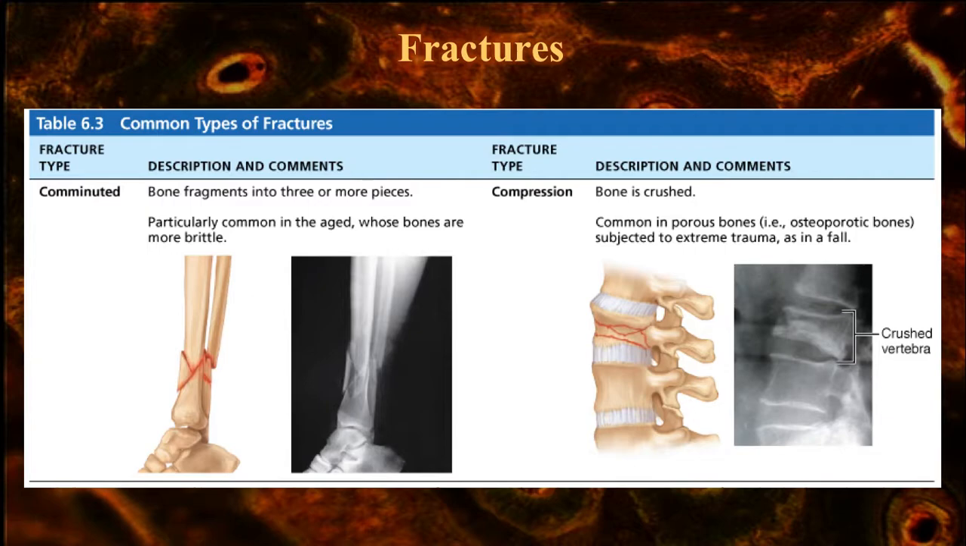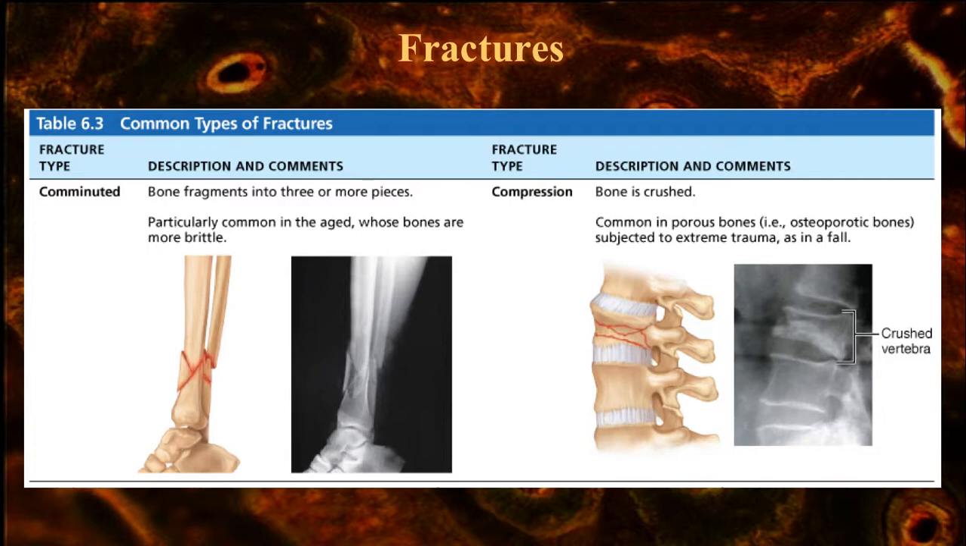In a comminuted fracture, the bone is going to fracture into multiple pieces. It kind of cracks and breaks into a bunch of little pieces. It's particularly common in the age whose bones are more brittle. As you age, your bones get brittle, and then when something hits them, you can crack them and shatter them into different pieces.